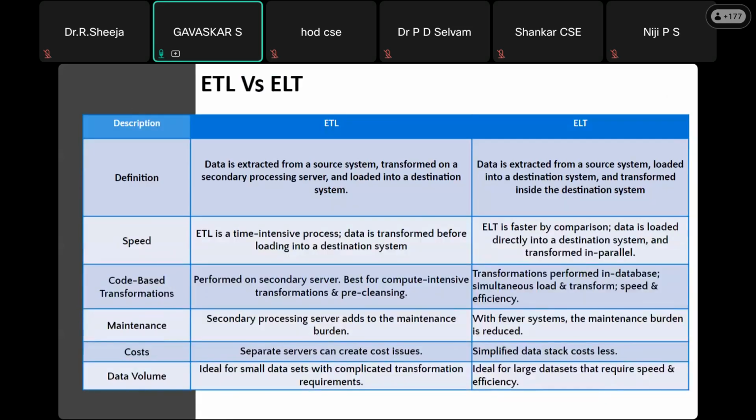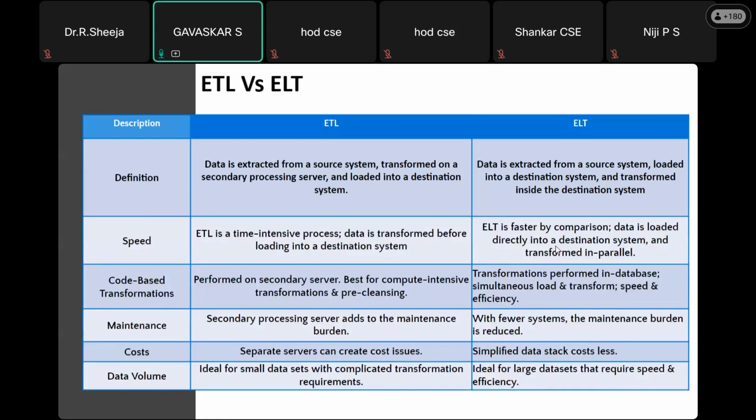Now we can see some differences. I already mentioned the definitions, so I'm not going to differentiate with the definitions. On speed, ETL is a time-intensive process, since I already mentioned that it is done in a separate processing server, so it will take some time. And ELT is faster since we are loading the data directly into the destination data warehouse.